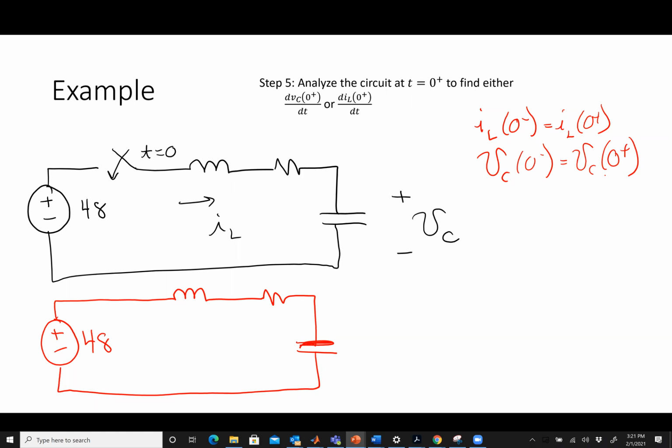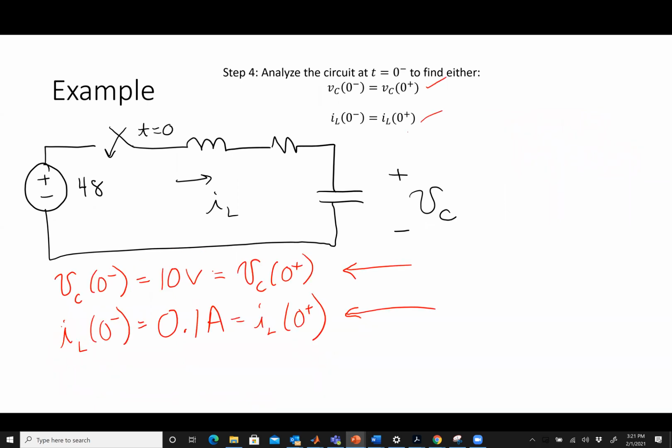So how do I replace the inductor in this case? How can I model the inductor for this really short period of time here? A current source. All right. Now I got to be careful with the direction of that current source, right? It has to be in the same direction as my IL, right? So I'm going to say he's got a direction like that. All right. So this guy here is, I need more space. IL 0 plus, which we saw on the previous slide was 0.1 amps.